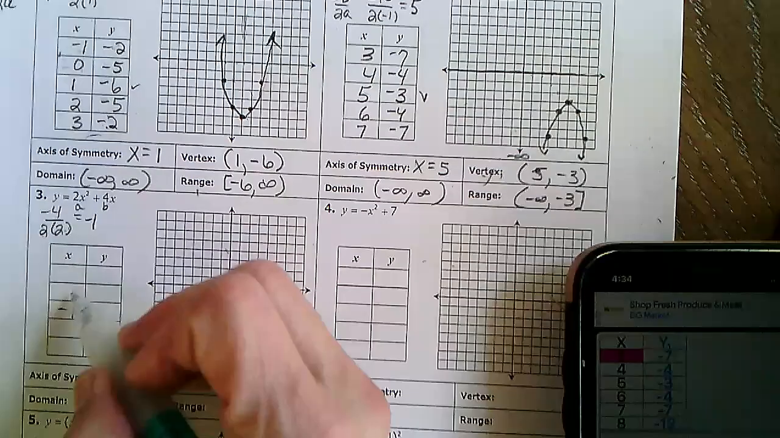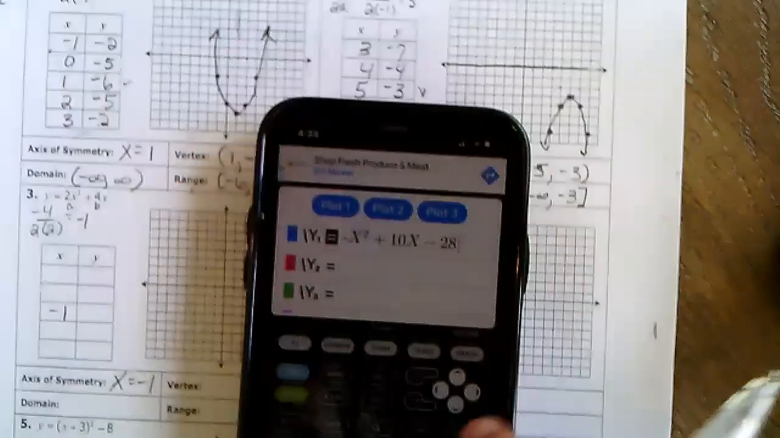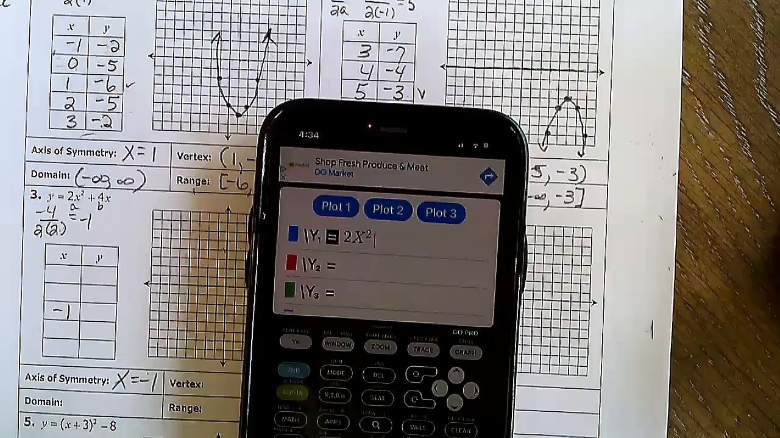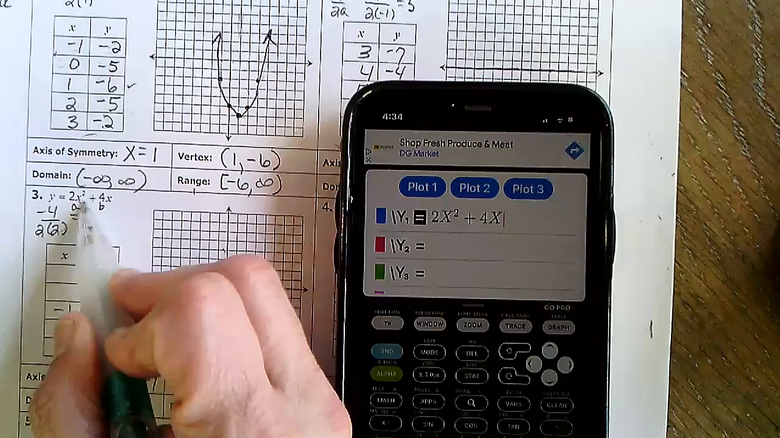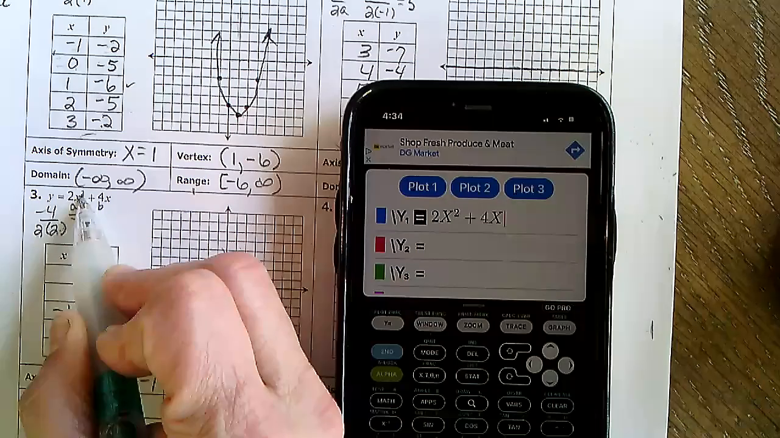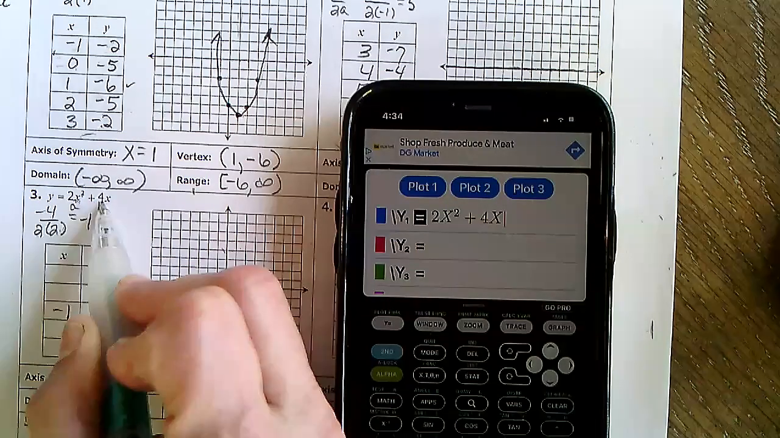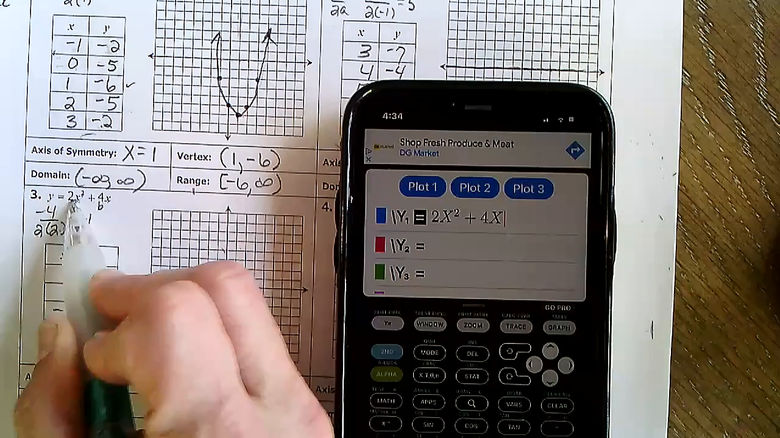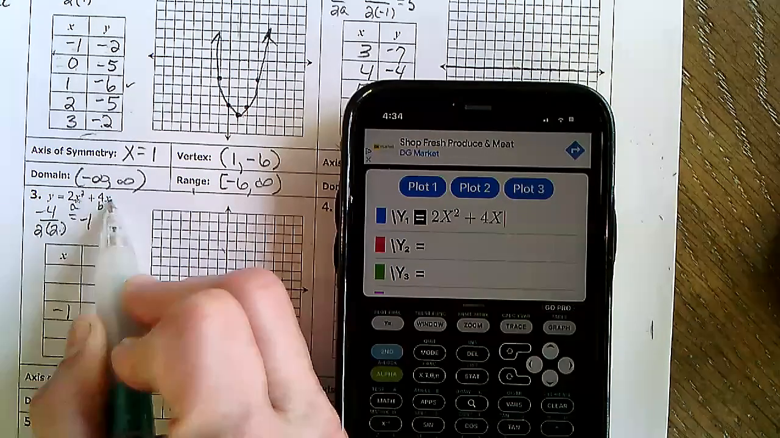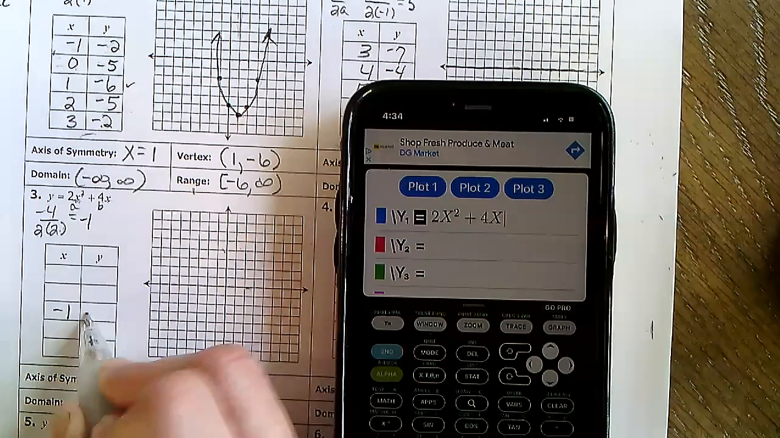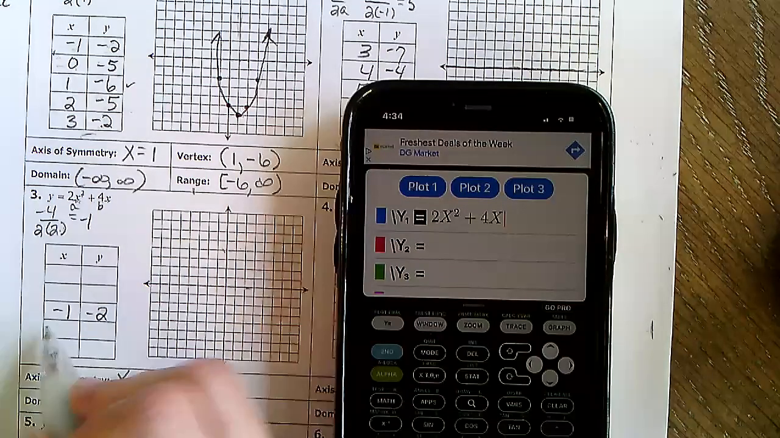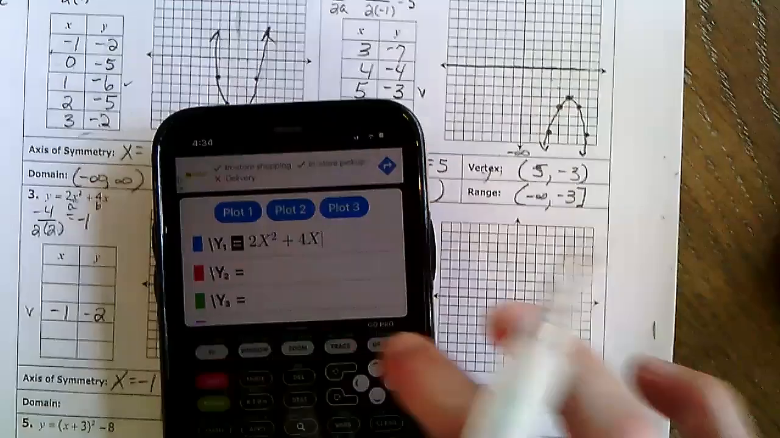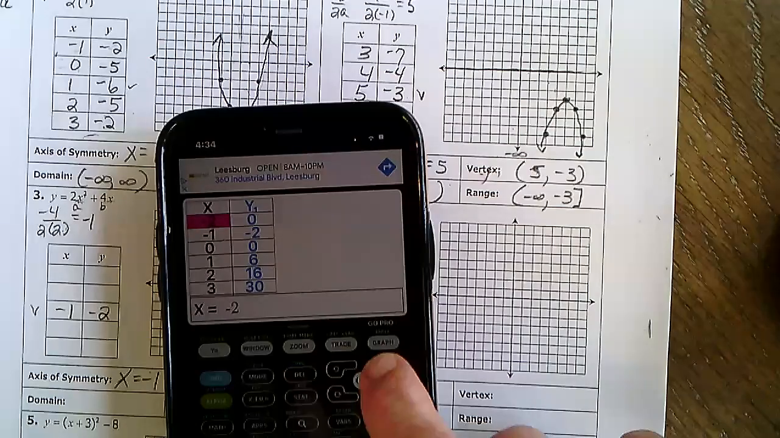All right, I can put this equation in, y equals 2x squared plus 4x, and go to my table. But also, it's just plugging in negative 1 right there. So negative 1 squared is 1. 1 times 2 is 2. And then 4 times negative 1 is negative 4. And 2 plus negative 4 is negative 2. So if I plug negative 1 in, that's another way to get that other number for my vertex. All right, and if I go to my table, I'm going to scroll to negative 1.